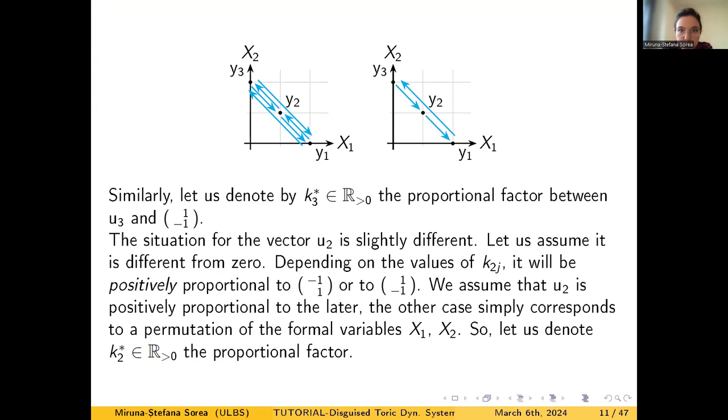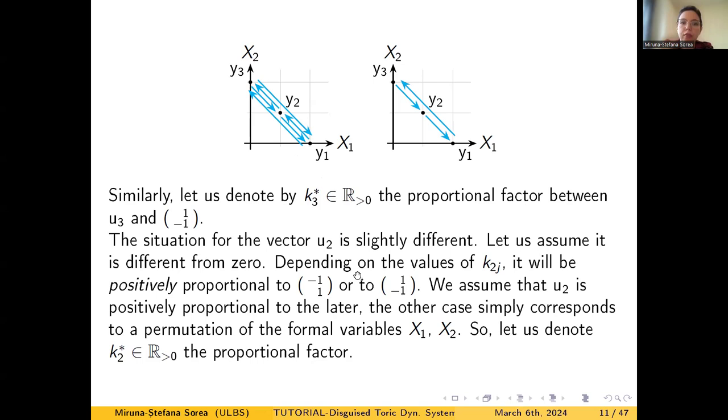So in the right picture, we know already how to draw what goes out of y1. It's just this one going northwest. And what goes out of y3, the resultant is, we know precisely, going southeast. But for the second situation, we don't know the resultant starting from the second vertex, y2, and we call it u2, the composition of the vertices that come out of it. Let's assume it's non-zero, otherwise there's nothing left.